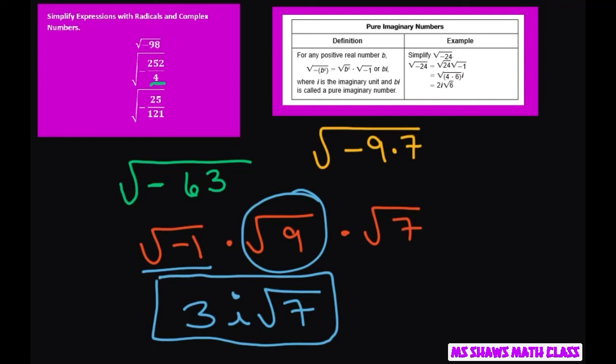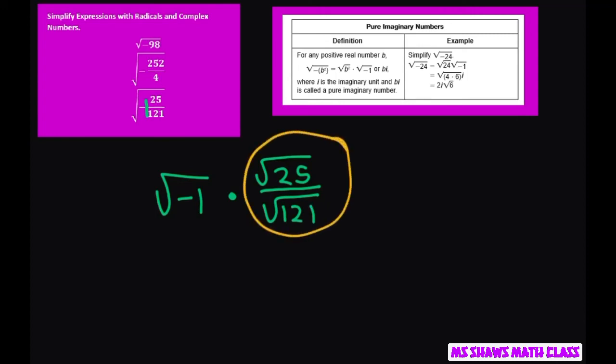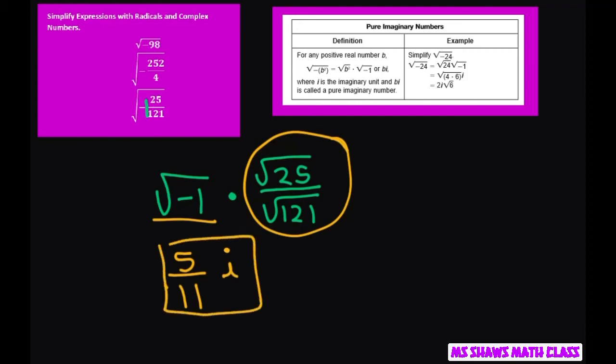Now, the last one, we're going to split this up as square root of negative 1. So I'm pulling out the negative 1 because that's like a negative 1 there. And then I'll break this out as square root of 25 divided by square root of 121. So what you get for this is 5 divided by 11. And square root of negative 1 is i. And that is your final answer.